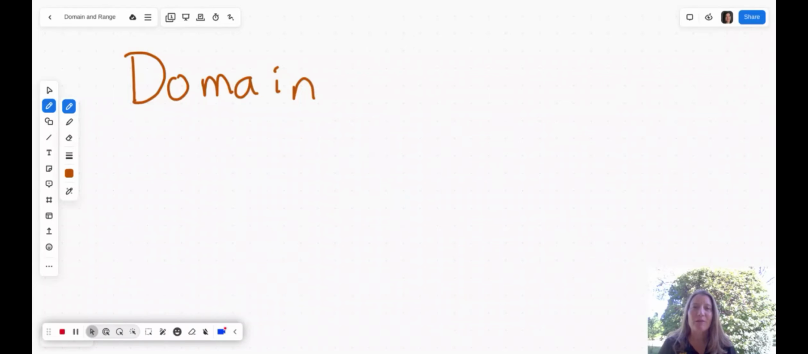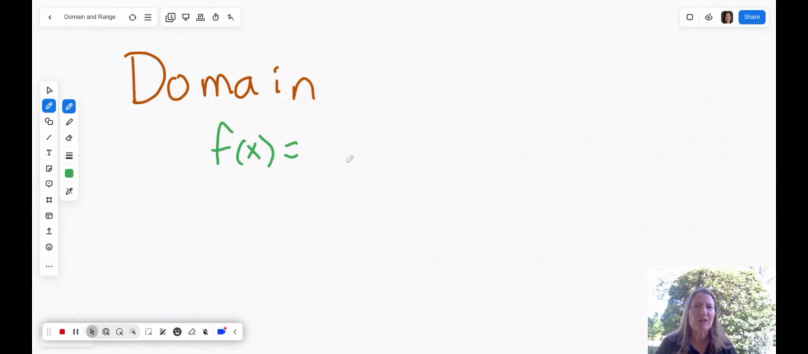Hi friends, welcome to 1 Minute Math, and today we're talking about domain. The domain of a function means the possible x values that I can put in for that function. This would be an Algebra 2 or maybe a Pre-Calc topic, or if you're in a really advanced Algebra 1 class, it might be an Algebra 1 topic. So what do we mean by that?